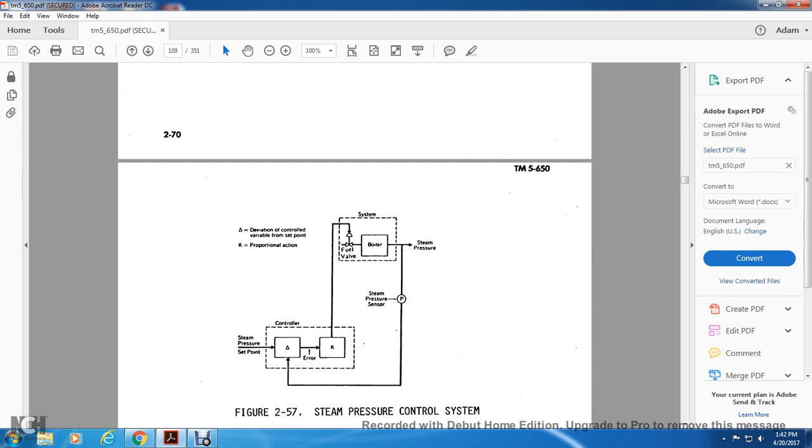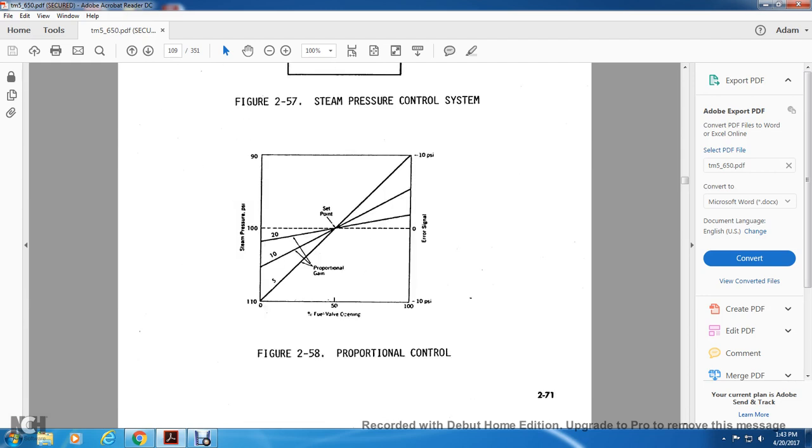Figure 257 shows the steam pressure control system: the system, fuel valve, boiler, steam pressure sensor, steam pressure set point, and controller, with error, and K error, back to the system fuel valve. The triangle stands for deviation of the controlled variable from the set point, and K stands for proportional action.